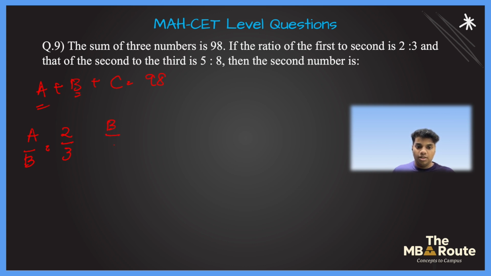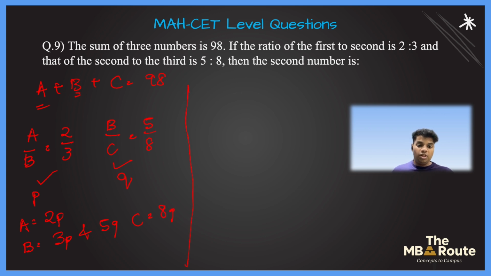So B by C is 5 by 8. Now remember this, that these two ratios are different, so they will have different multiplying factors. So let's take P for this, let's take Q for this. So A would be 2P, B would be 3P and 5Q, C would be 8Q.